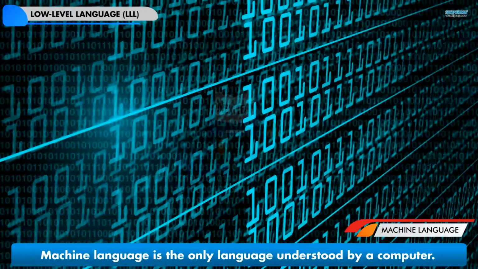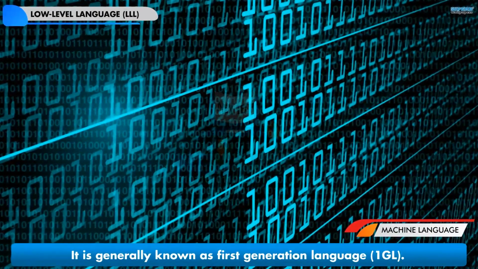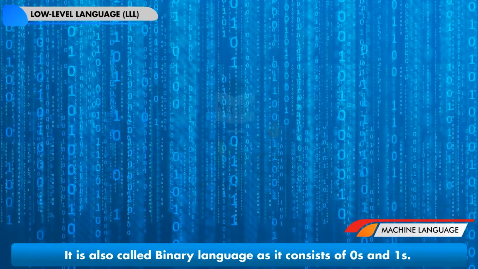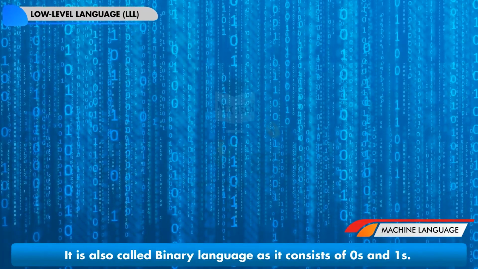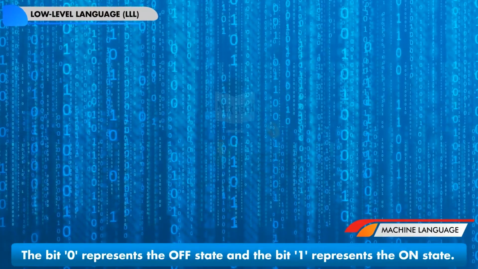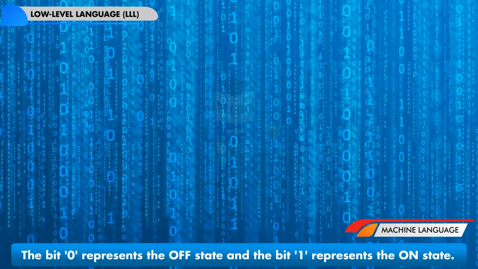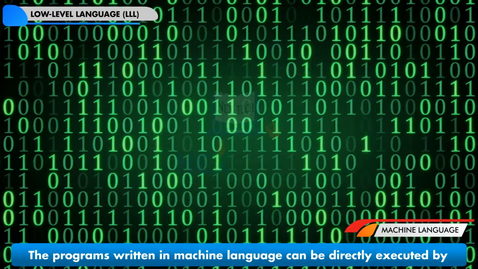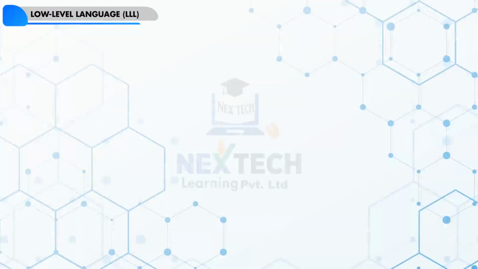Machine language. Machine language is the only language understood by a computer. It is generally known as first-generation language, 1GL. It is also called binary language as it consists of zeros and ones. The bit 0 represents the off state and the bit 1 represents the on state. The programs written in machine language can be directly executed by the CPU since no translation is required.